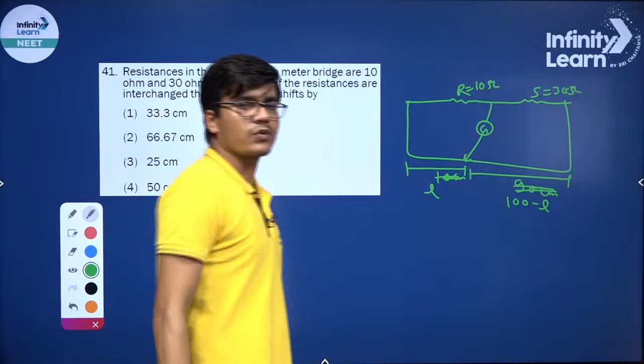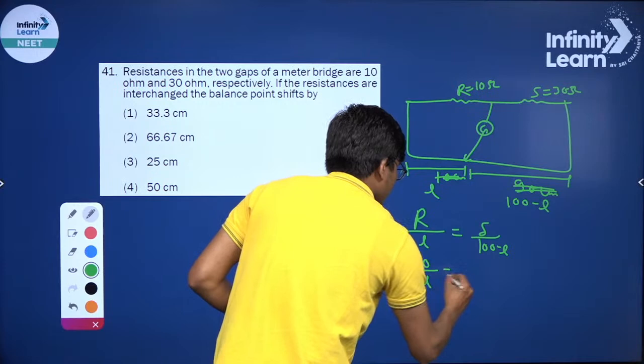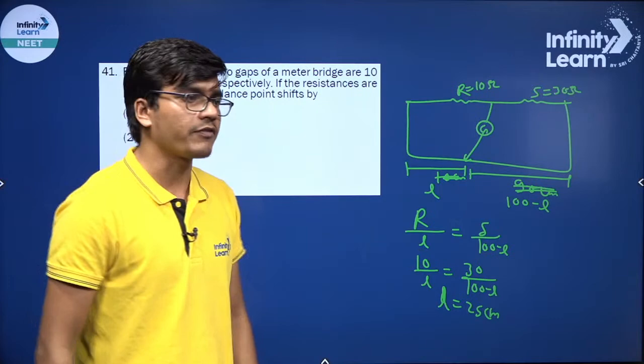And it works on a balanced Wheatstone bridge. Means the ratio of resistance and length should be equal, right? So if you put R value as 10, 30 upon 100 minus L. So L will come from here, 3 times and 4L equal to 100, so L will come 25 centimeter. So this is the initial length.